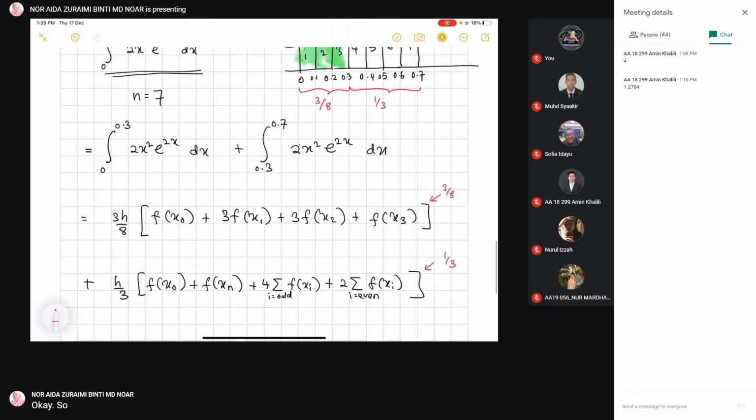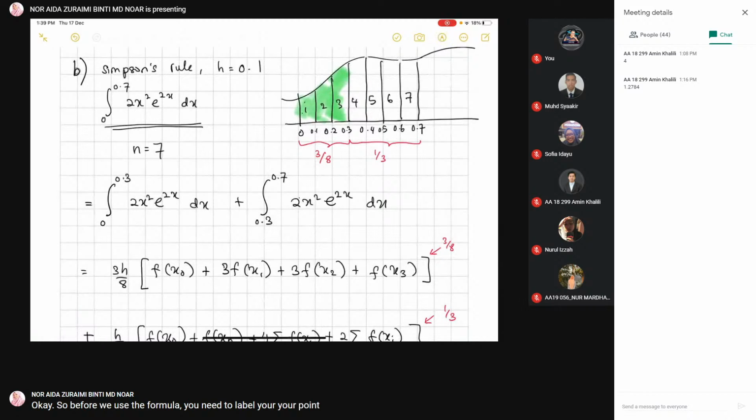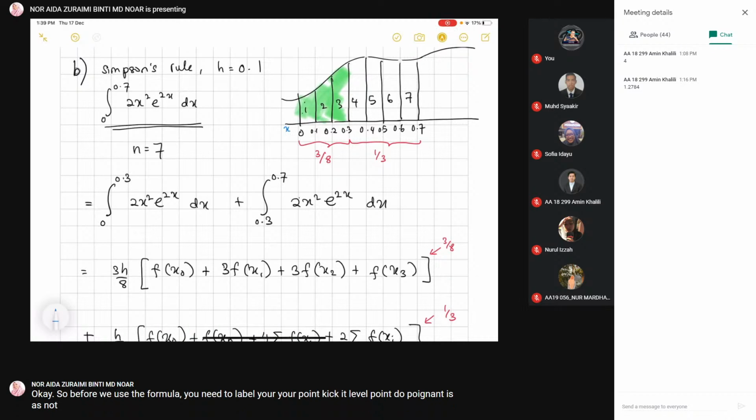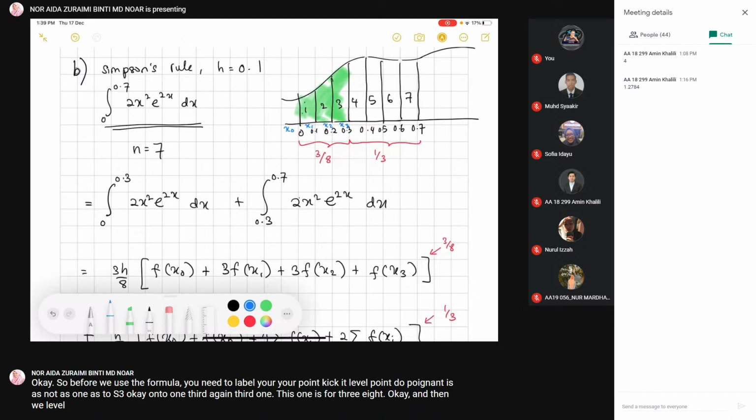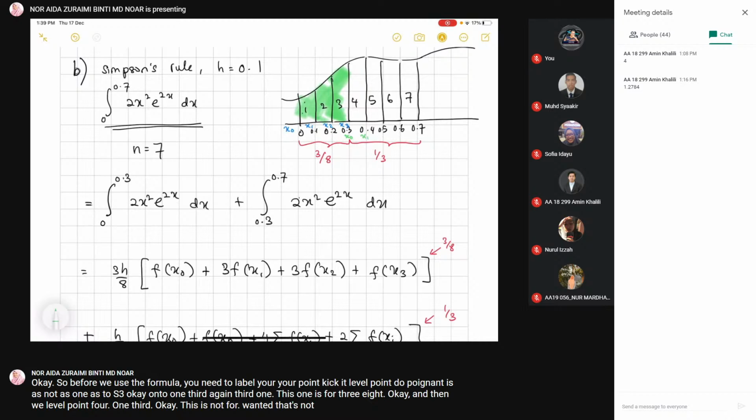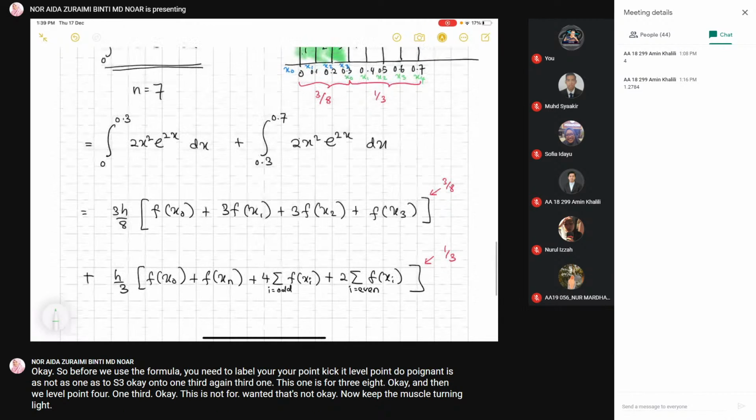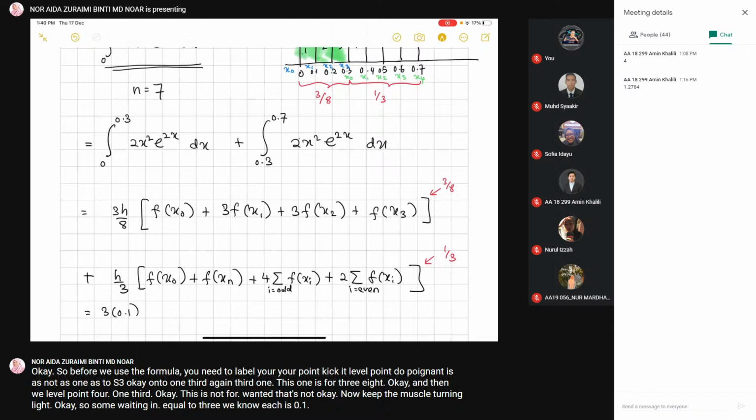So before we use the formula, you need to label your point. Kita label point dulu. Point yang pertama, kosong ni is x0, x1, x2, x3. Ini untuk 3/8. And then we label point for 1/3. This is x0 for 1/3. Now kita masukkan nilai. Equal to 3, we know h is 0.1 over 8. F yang terakhir, sorry 3. Saya tengok formula salah.